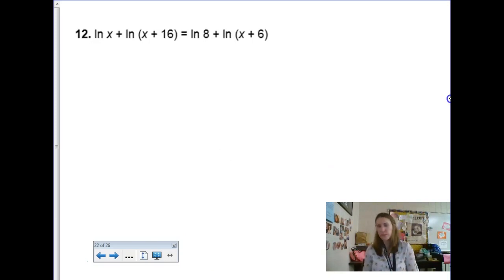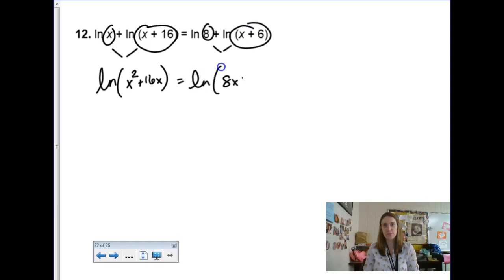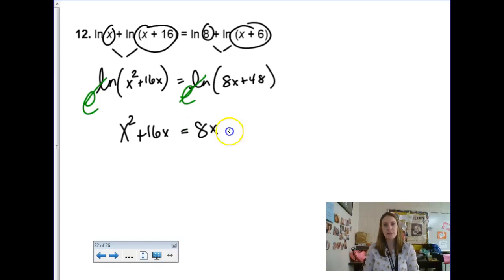Alright, more condensing. This time you have multiple logarithms to condense together. Good news is it's my favorite, the natural logarithm. So when I multiply these together, I get x squared plus 16x. And then when I multiply these together, I get natural log of 8x plus 48. So remember, we are technically exponentiating with the base. In this case, it's e, so that's how they cancel. And you get x squared plus 16x equals 8x plus 48.